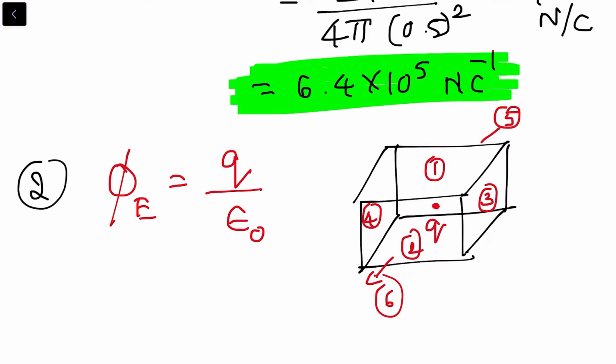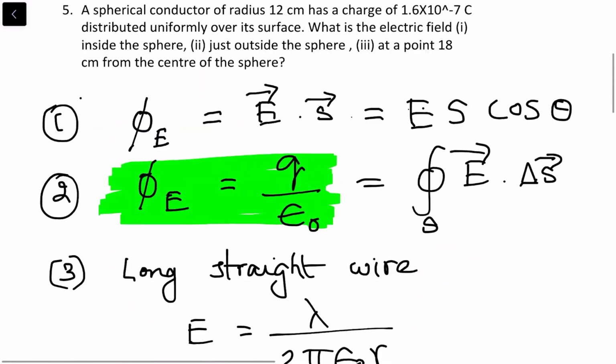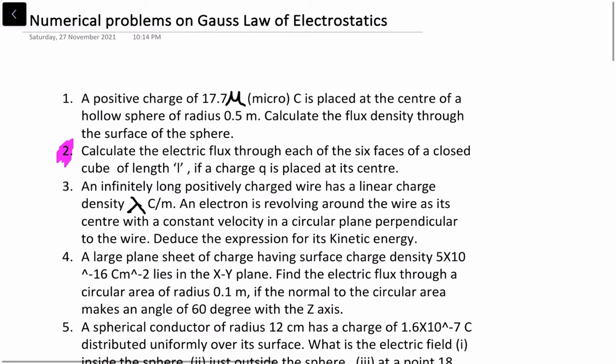So total flux is equal to Q by epsilon naught for the full cube, that is for the whole cube, that means for the 6 surfaces. But in the question they asked what is the flux for each of the surface. That's what they have asked. What is the flux through each of the 6 faces? This is what they have asked.